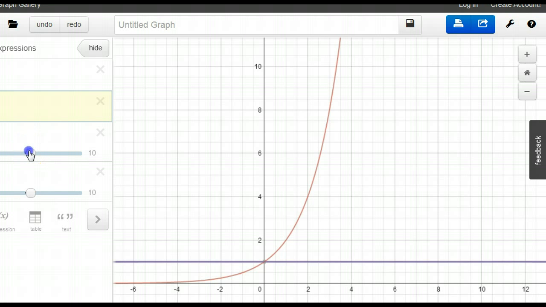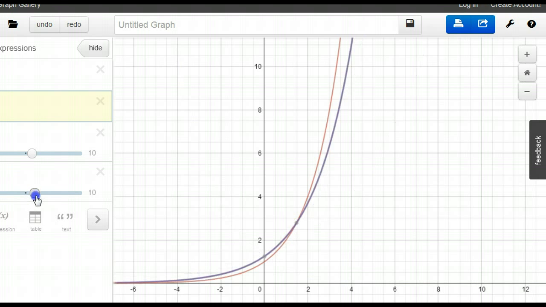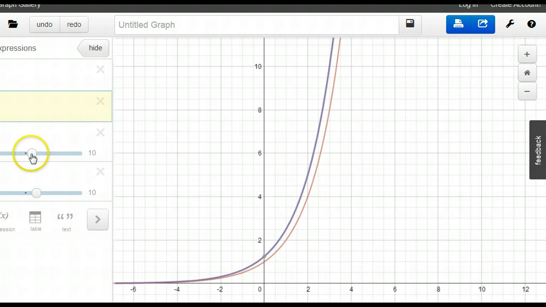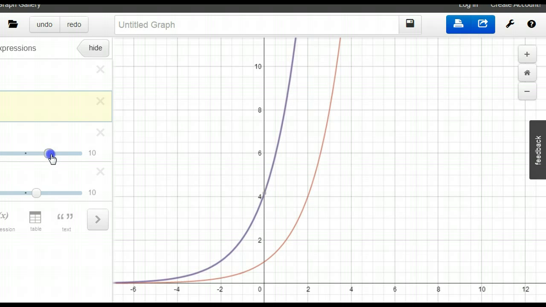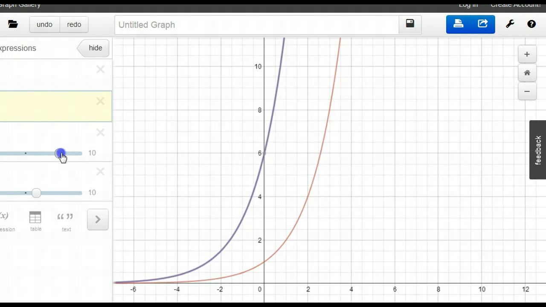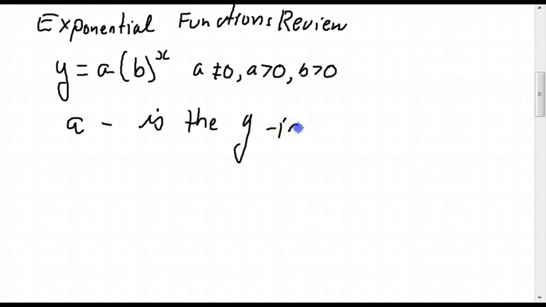Let's start off. b can't be 1, so let's make b 2 as well. And we can see that when a is 2, a is 3, 4, 5, 6, the a value is our y-intercept. Okay, let's make a note of that. a is the y-intercept.